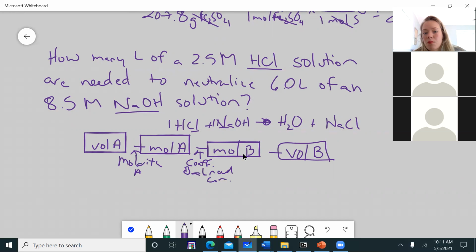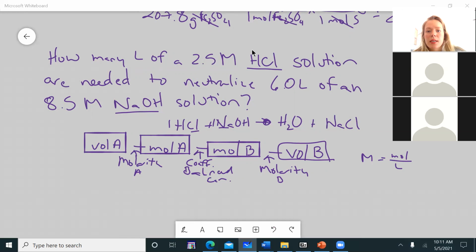And then to get from moles of B into volume of B, we use the molarity of B. And why do you use molarity? Well, because molarity equals moles over liters. It's a double unit, so you can use it as a bridge to convert between those two. So let's classify compound A and compound B.